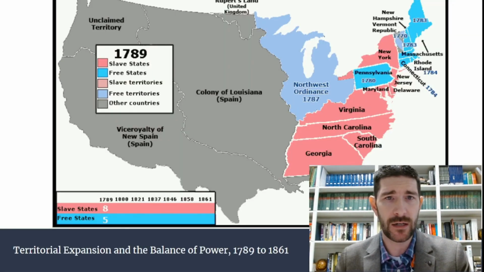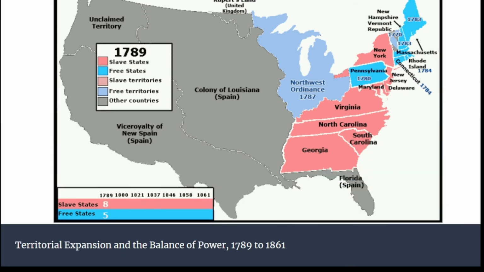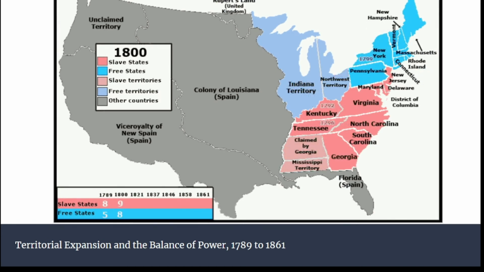Here's a chart of the United States. Let me get out of the way. Here's a chart of the United States, and it shows the progression of slave states to free states between 1789 and 1861. So you can see your slave states are in red, your free states are in blue, and then you have the other countries that are around it. So in the 18th century, you're going to see a slow progression of states. So you can see that at first, there's more slave states than free states.